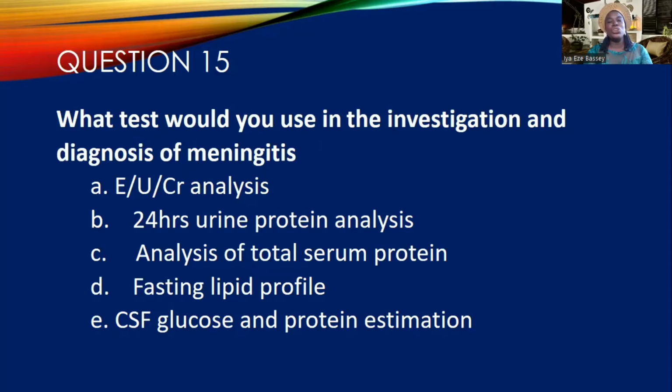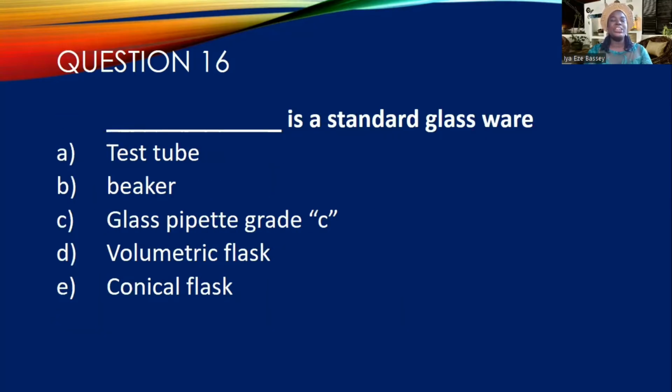Question: what test would you use in the investigation and diagnosis of meningitis? This actually seems similar to the other question. So if you know the answer to the other question, you should know the answer to this. So EUC analysis, no. 24 hours urine protein analysis, no. It's not urine, it's CSF we are using. Analysis of total serum protein, no. We are using CSF. Fasting lipid profile, no. We are using CSF. CSF glucose and protein estimation, that is correct.